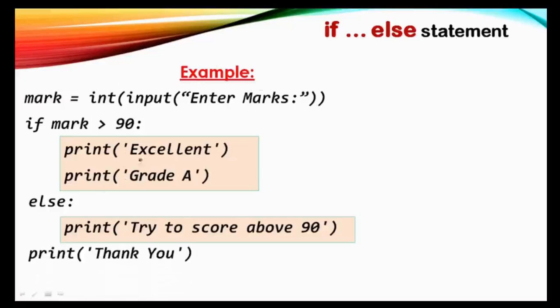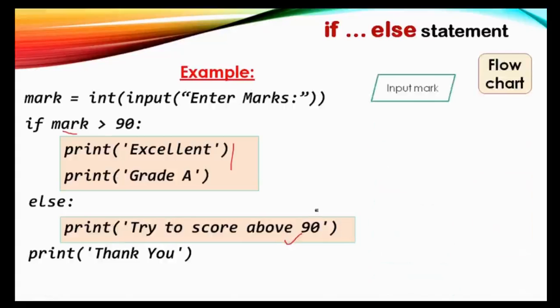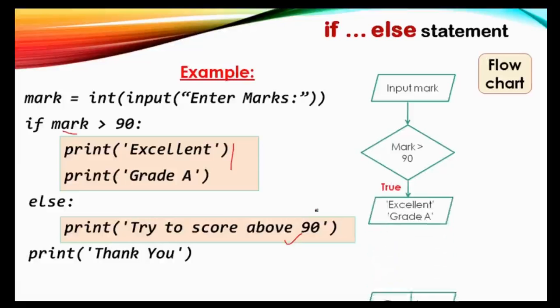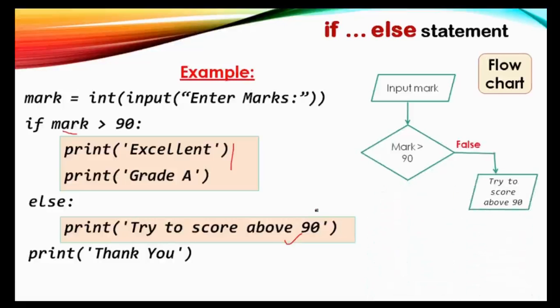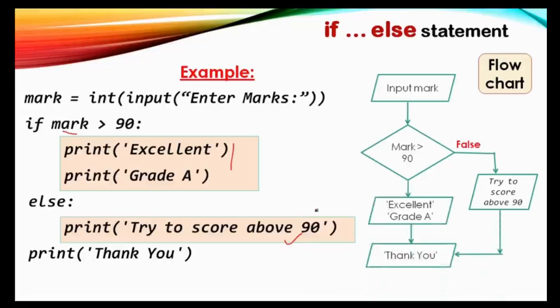Out of these statements 1, 2 and 3, according to the value of mark, either this block or this block will be executing. The flowchart is given. We input the mark and check mark greater than 90. If the condition is true, "Excellent, grade A" and the thank you message are displayed. If the condition is false, "try to score above 90" will be displayed, and after that thank you will be displayed. This is the full flowchart for this program.